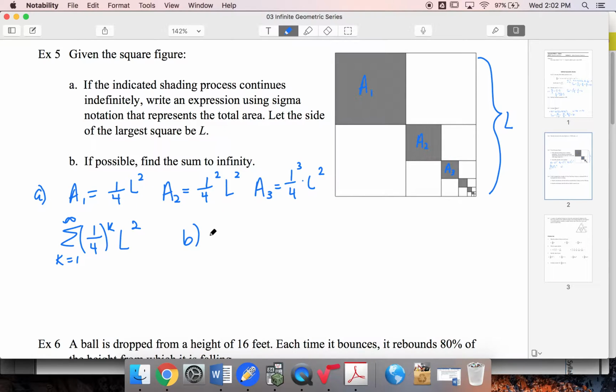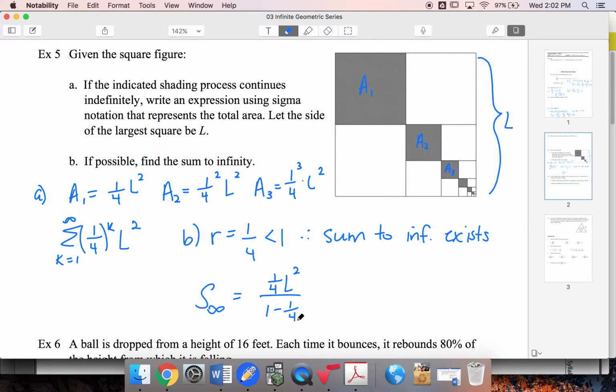So here's my A. In B, my R value is 1/4, which is less than 1. Therefore, we can find a sum to infinity. So if I sum 1/4 of each progressive square's area, the sum to infinity is going to be the original area, so that was 1/4 L squared over 1 minus my R value. So I'll get 1/4 over 3/4 L squared, which is 1/3 L squared.